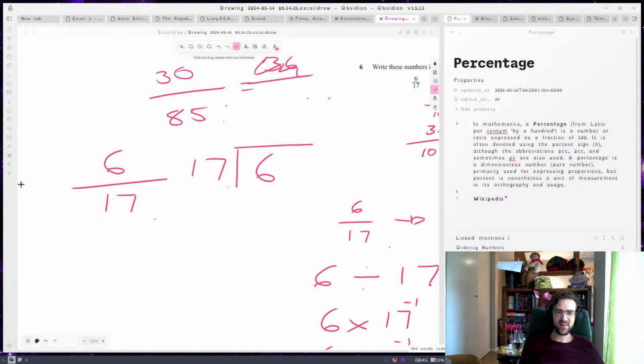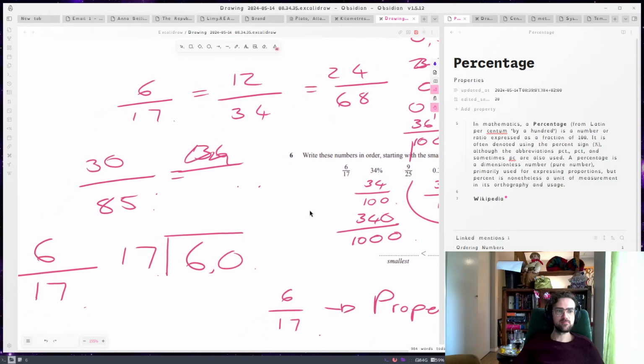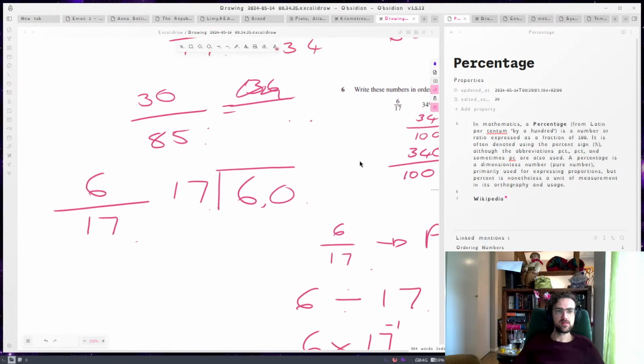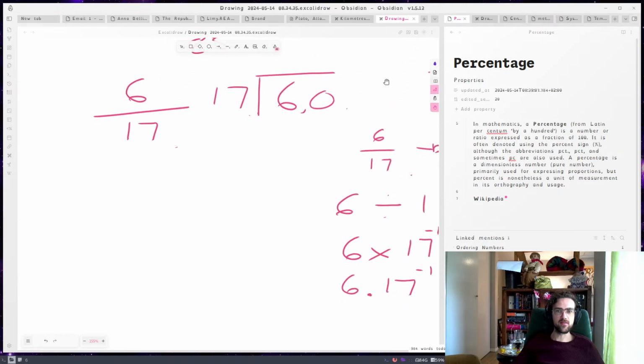Okay. So I've got 6 over 17. So what I would do is 17 can't go into 6. So I'd add a comma 0. And 17 go into 60. We actually just worked that out. Did we work that out? Let's write down our things. Okay, so we've got 17. What were our things? 34.